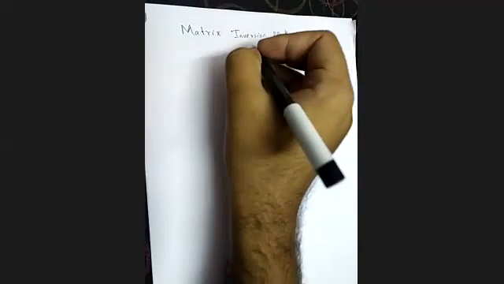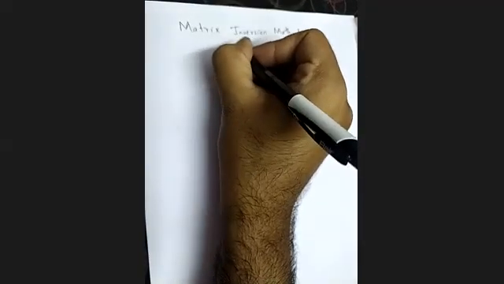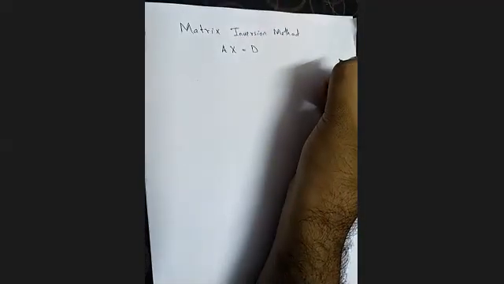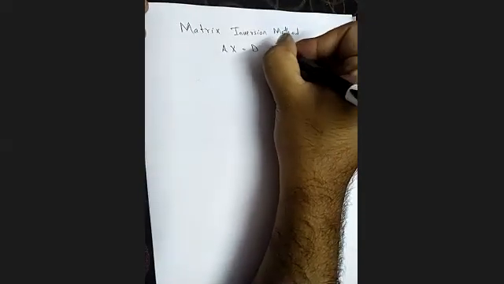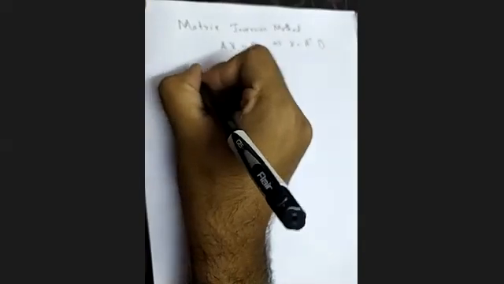In this method, what we do is AX is equal to D. Okay? So we will make it X is equal to A inverse D. Next is Cramer's rule.